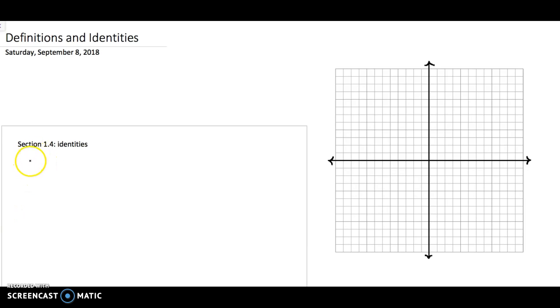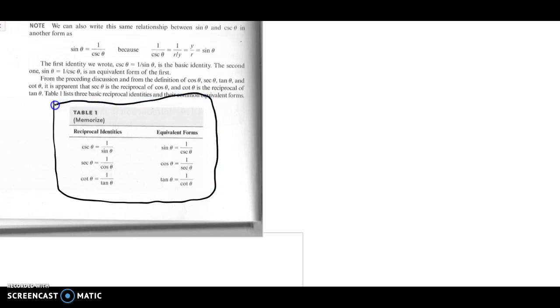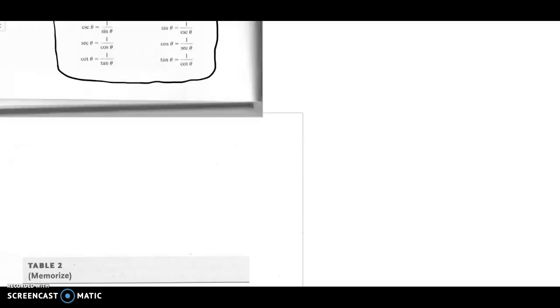In section 1.4, we deal with the reciprocal identities. First of all, we did talk a little bit about that before. Here are the reciprocal identities. What they do is they basically help you get answers a lot easier when you have identities to work with.